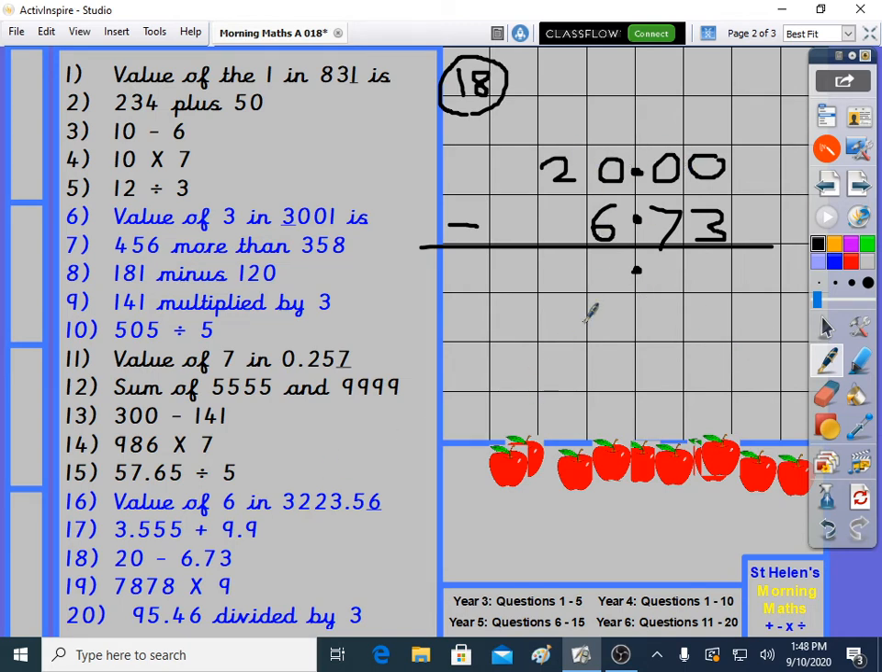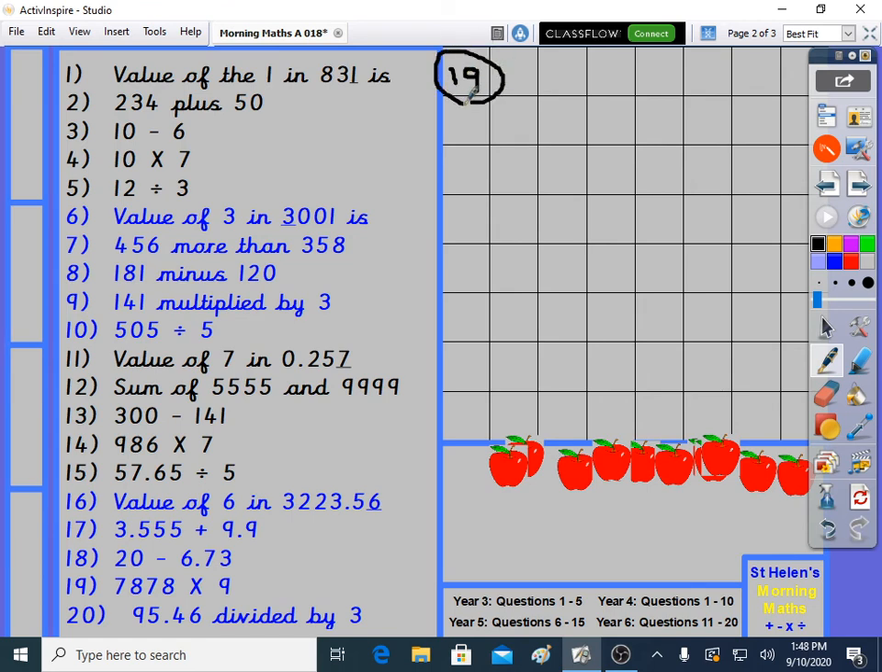Well, 20 to take away 6 is 14, but we're taking away a bit more. So actually probably be 13 point something. I think it'd be 13.27. I could be wrong. Let's see. 7, 2, 3. Oh, it is 13.27. Well, I'm happy with that because that was what I thought it was doing in my head. Let's move on to question 19.